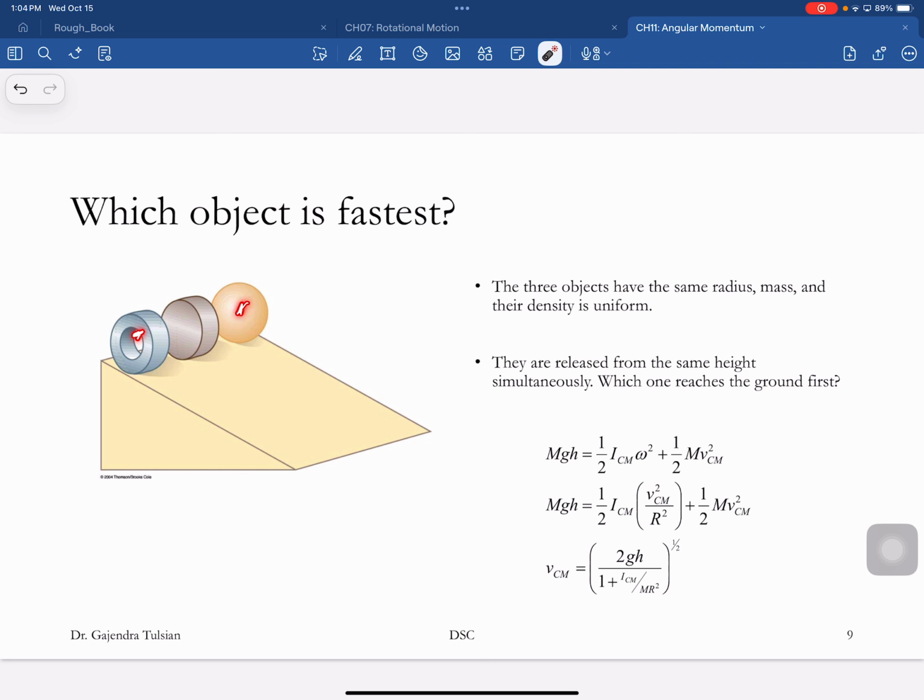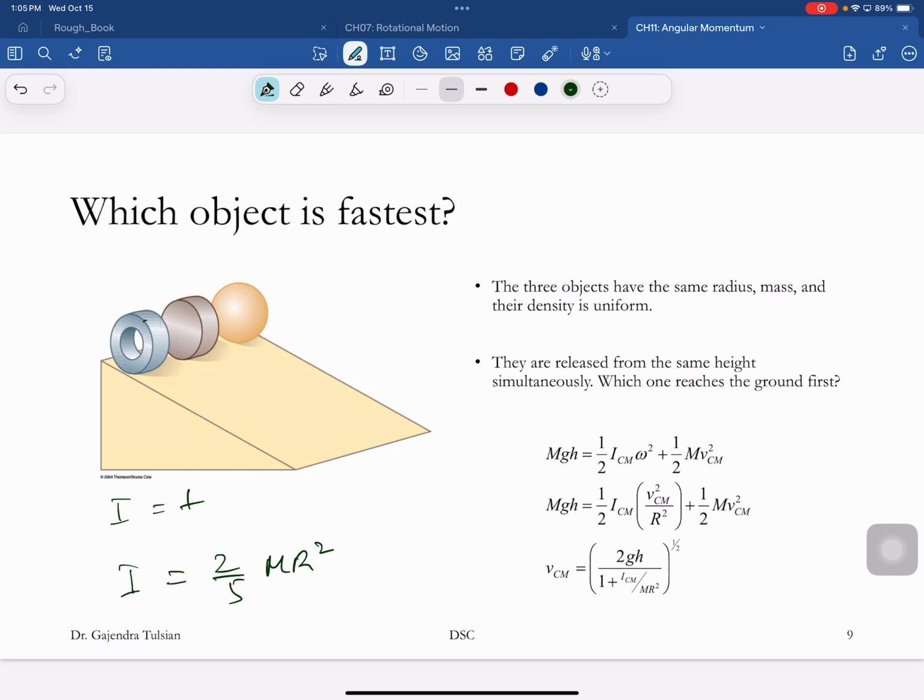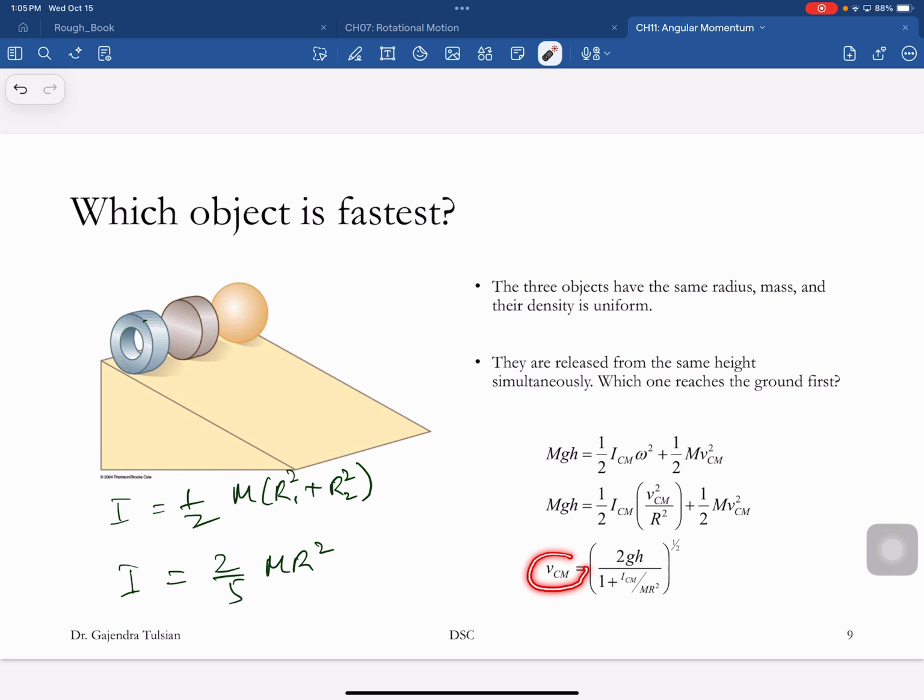The moment of inertia of a sphere, of a bowling ball, you can look up those tables. It is, I believe, 2/5 m r squared. The moment of inertia of this one is 1/2 m (r1 squared plus r2 squared), where r1 and r2 are the inner and outer radii. So depending on which one is larger, that tells you which one will reach the ground first. What this formula gives you is the center of mass velocity after the objects have fallen through a height h.